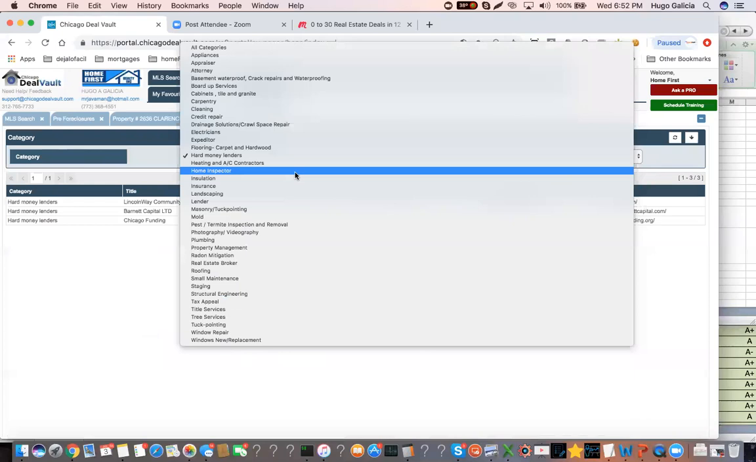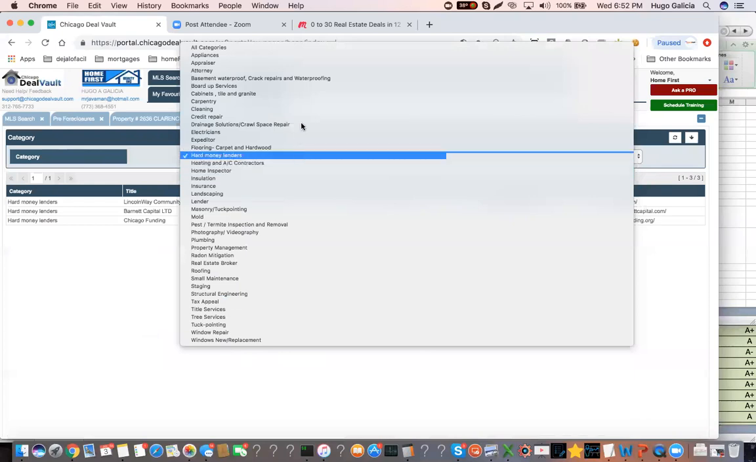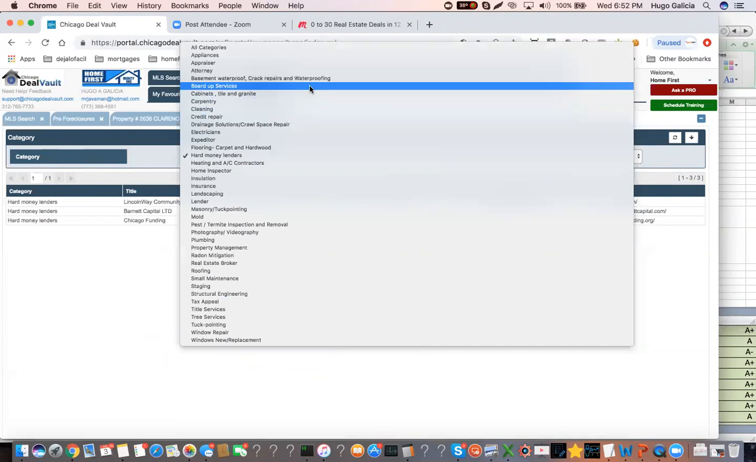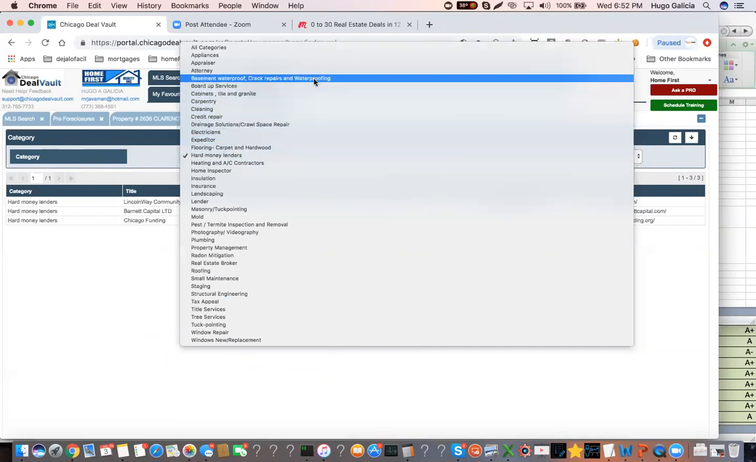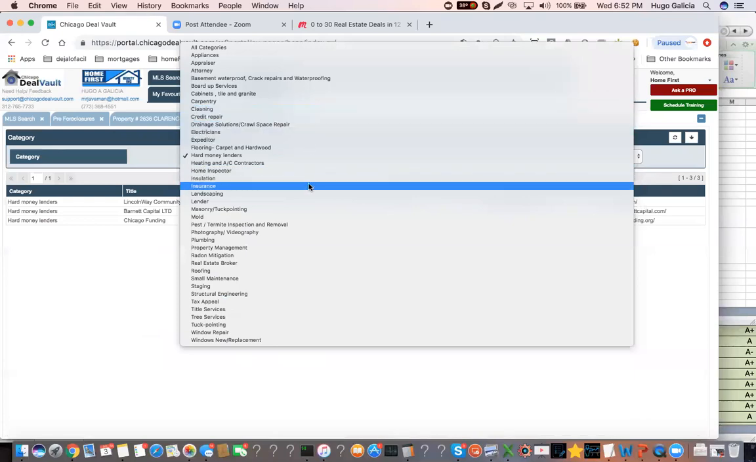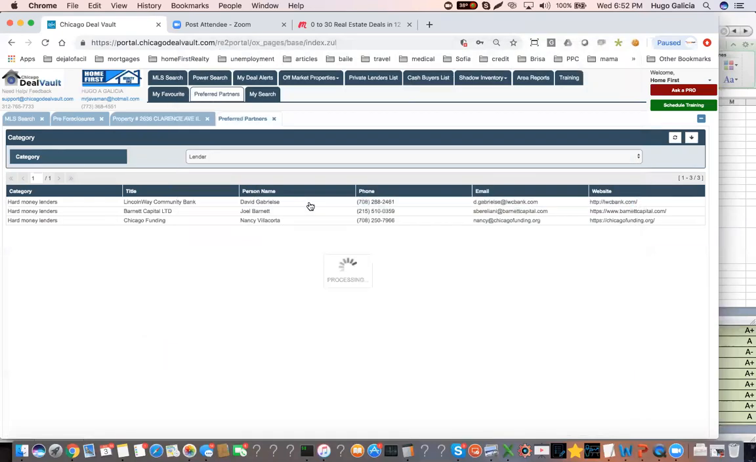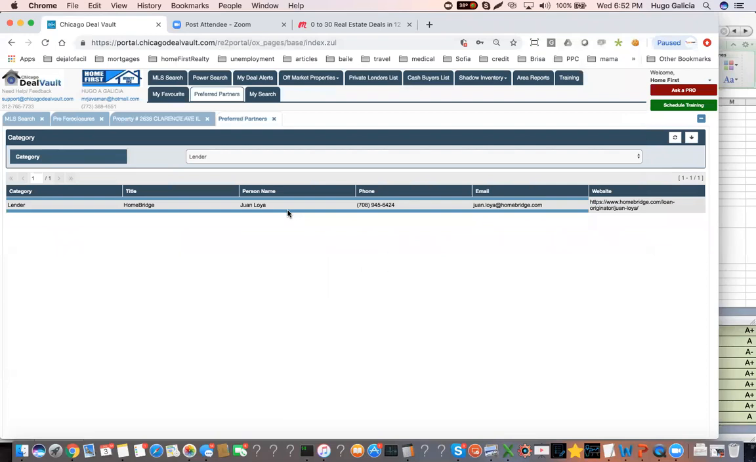Home inspector, where is my conventional lenders category? Can anybody see that? Can anybody see that? Oh, lender right here. Boom. Homebridge. So that is a conventional lender.